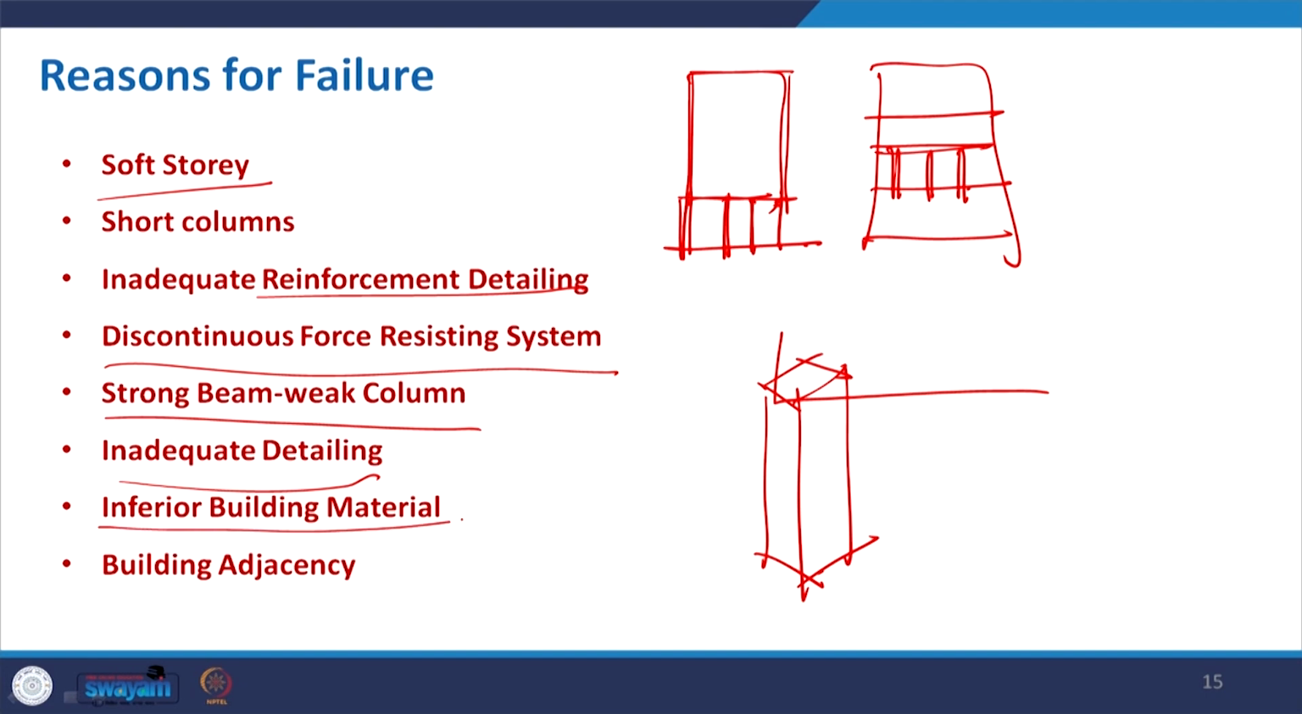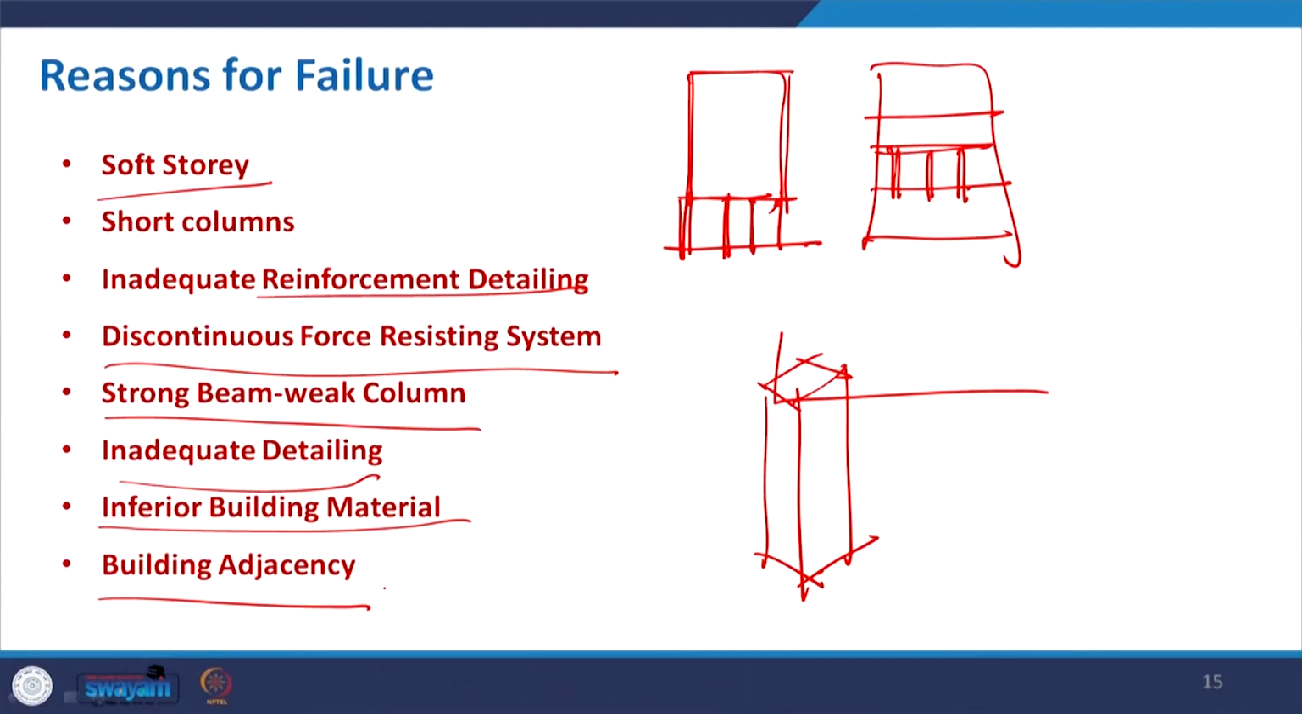Inferior building material, definitely it plays a crucial role. Even if the design is perfect, the design is tested, but during the execution the material used for making that structure is not up to the mark, then that will be a serious concern. Then building adjacency is another one, where you have two buildings with a very minimal gap to each other. So, maybe this building is strong enough, but it is hitting the other building in very close proximity, and that may damage.